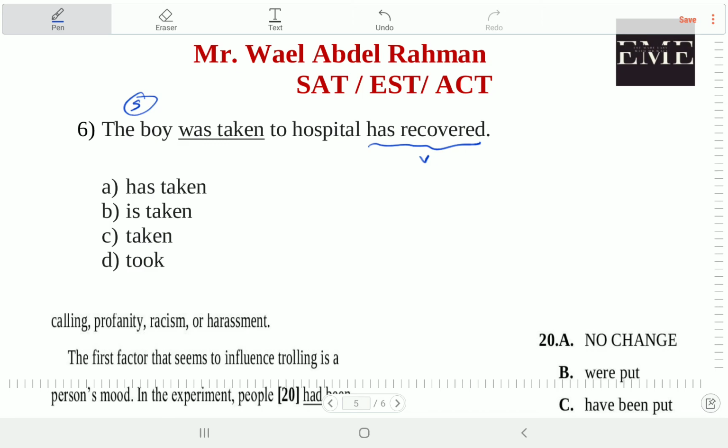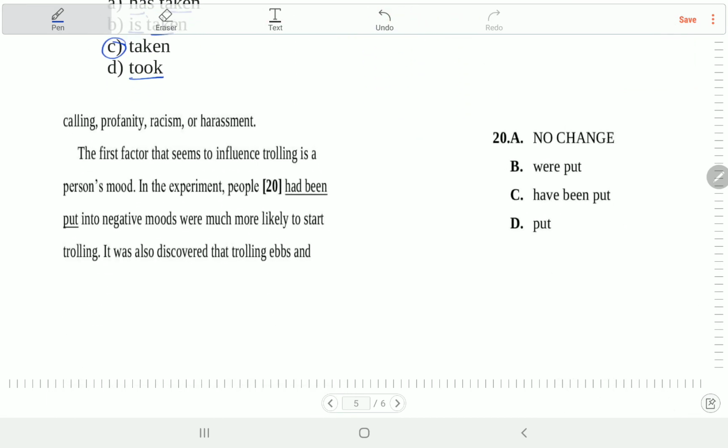Quickly. It's clearly not A, helping verb, main verb. B, helping verb, main verb. D, past. So the correct answer is C. Okay.